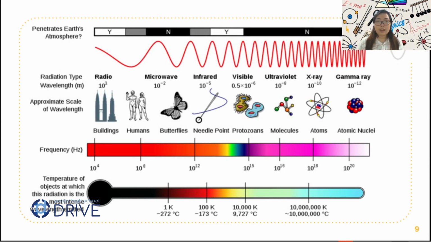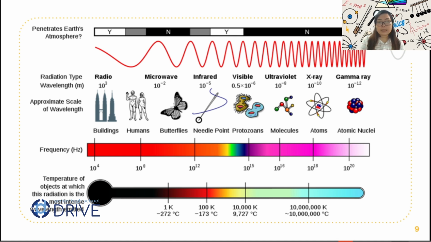Now, radioactivity or these energetic materials are a part of the EMS, or the electromagnetic spectrum. If you will notice in front of you, the electromagnetic spectrum is composed of different wavelengths, ranging from radio waves up to the most dangerous, which are the gamma rays. And these parts of the electromagnetic spectrum are emitted by different particles.